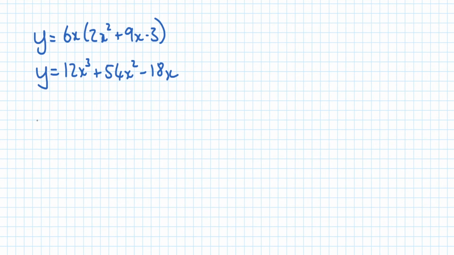So when we find the derivative of y with respect to x, same rules apply. That's going to be 36x squared plus 108x minus 18.